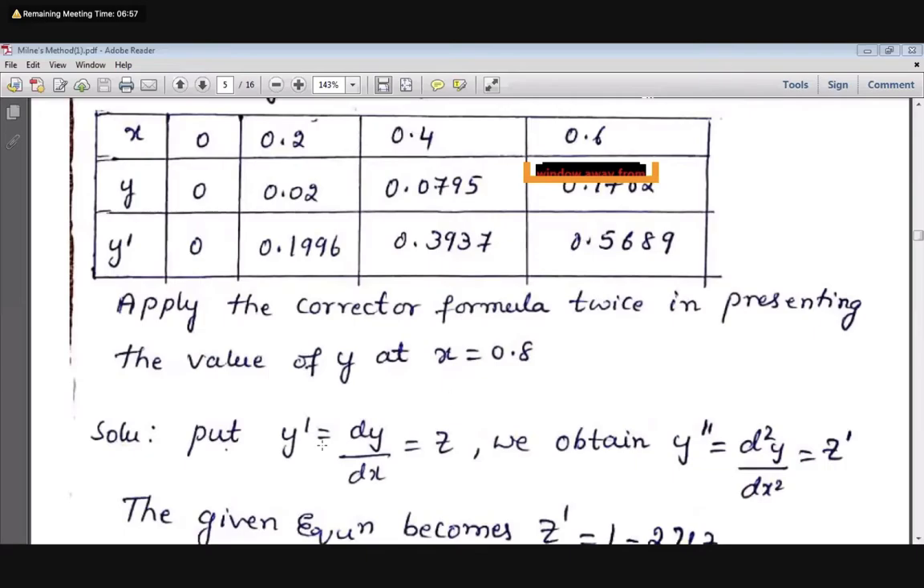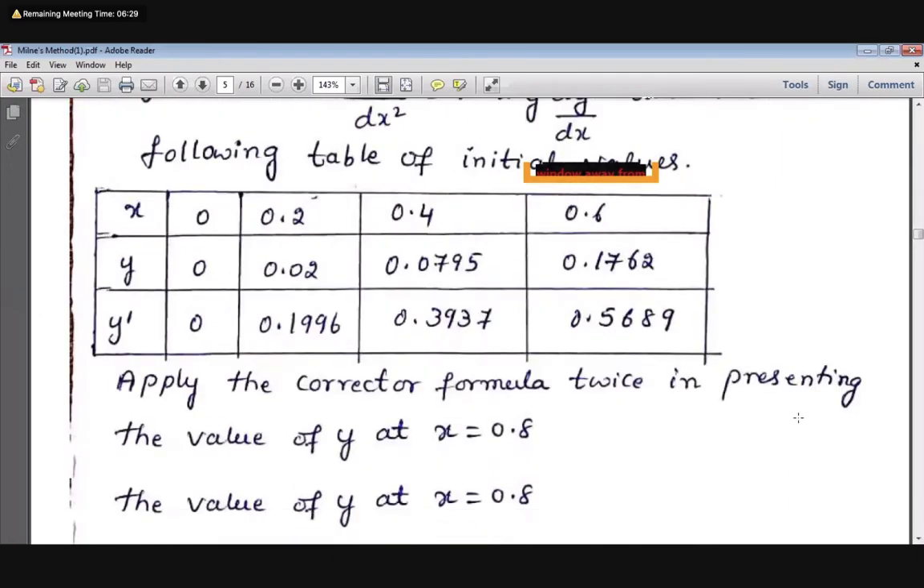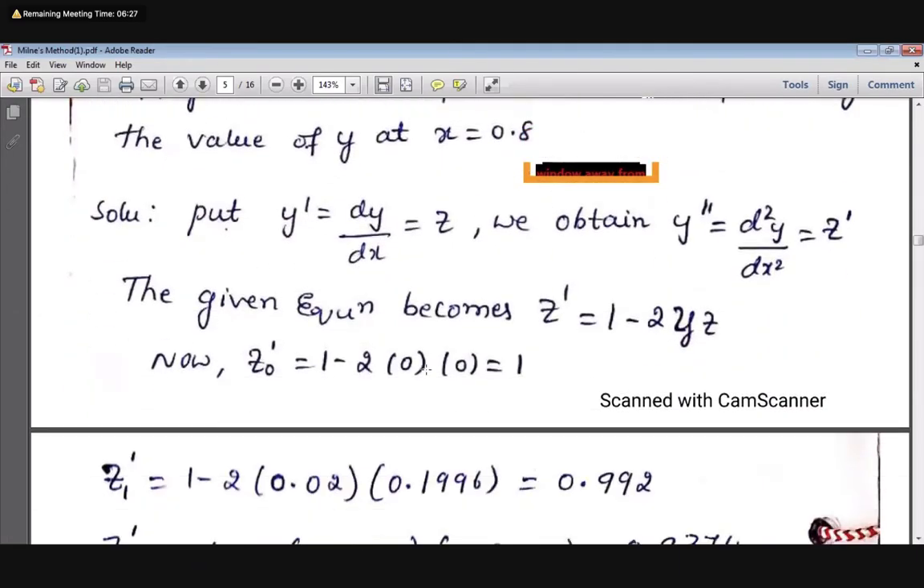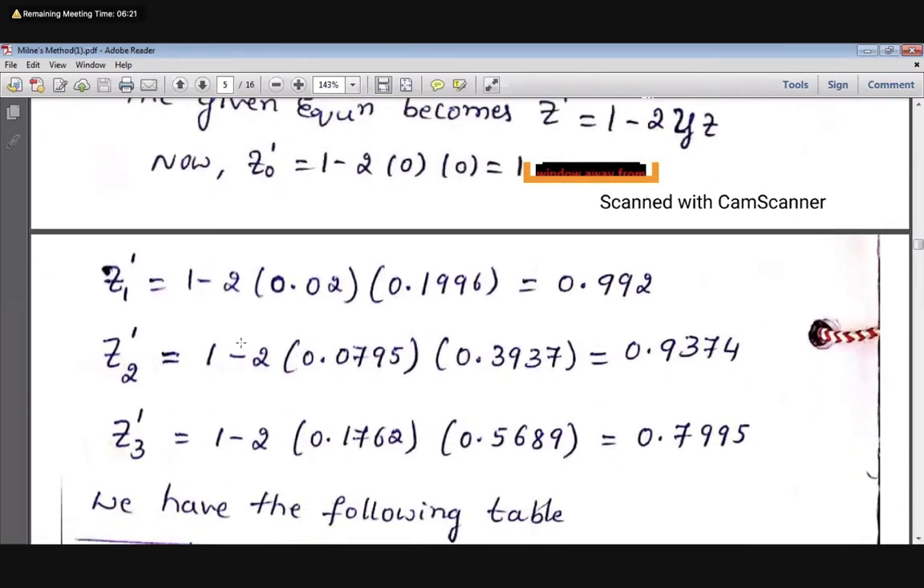First thing we need to do is change y to z. How to change that? Take y dash, dy by dx, as z, then y double dash, d square y by dx square, will be z dash. According to that, change the given problem. In place of d square y over dx square, z dash will come, and in place of dy by dx, z will come in 1 minus 2yz. Find out z0 dash, z1 dash, z2 dash, z3 dash.